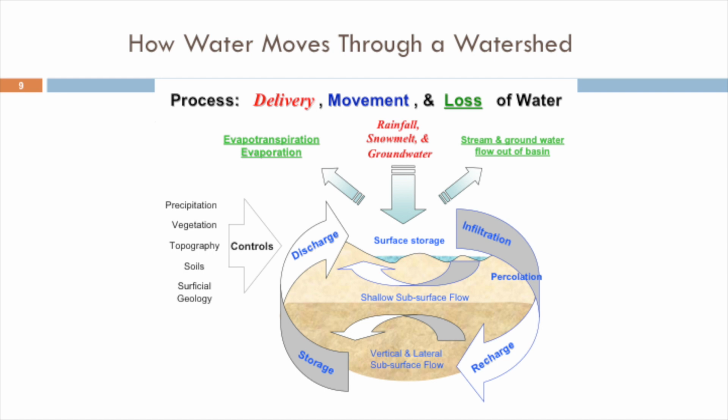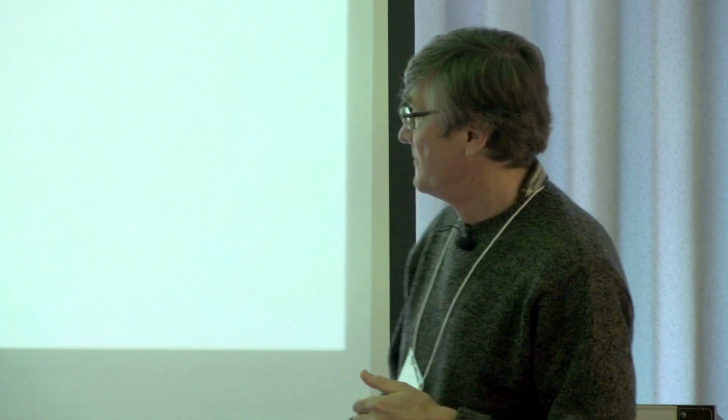So we're looking at the delivery, movement, and loss of water in this cycle. And with this, we have controls on the landscape. These controls on the landscape are things that regulate surface storage, infiltration, percolation, the storage subsurface, and then its discharge again. So precipitation, vegetation, topography, soils, and superficial geology are the 5 things within the characterization model that we apply.